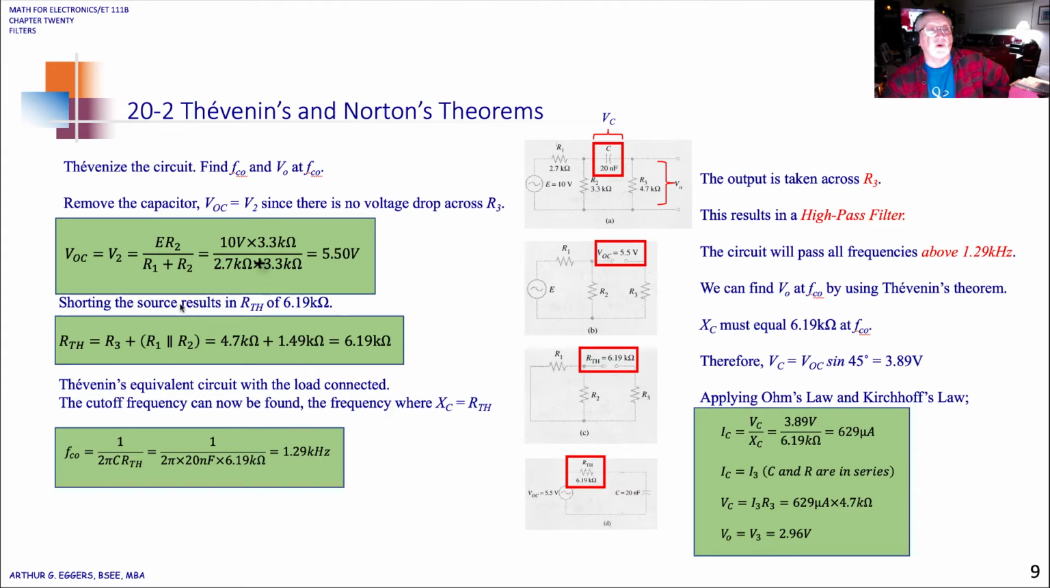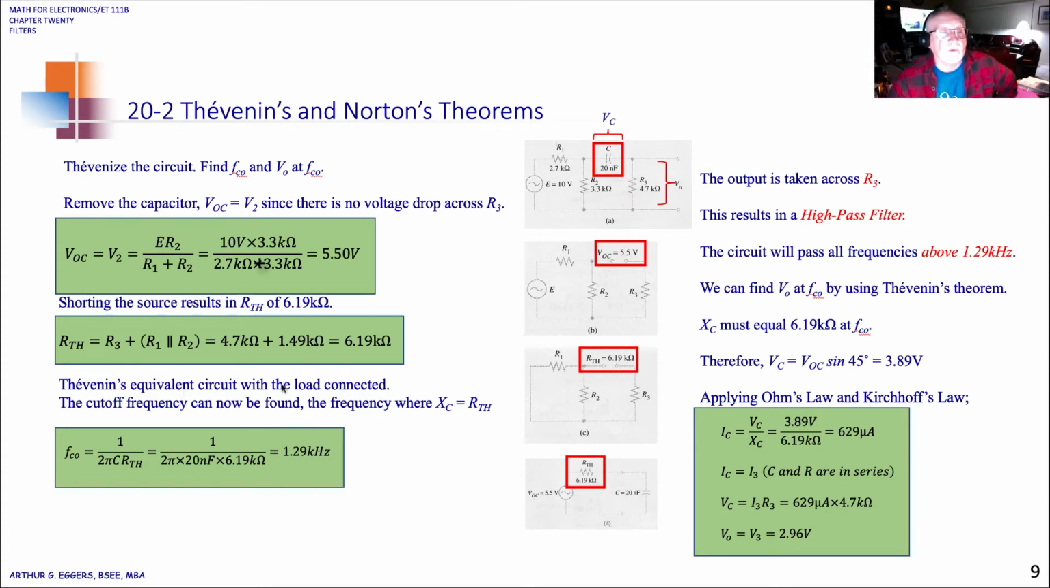If we short the source, shorting the source results in our Thevenin resistance of 6.19. So we're down here in the third configuration of the circuit. We've shorted the source, notice we've taken it out. Now we end up with a Thevenin's equivalent resistance of the 4.7 and 1.49 ohm resistors. Okay, so we've simplified the circuit. We end up with a Thevenin's resistance of 6.19.